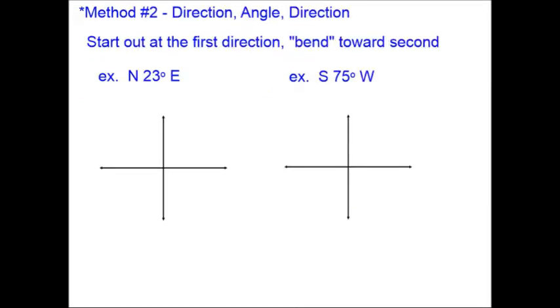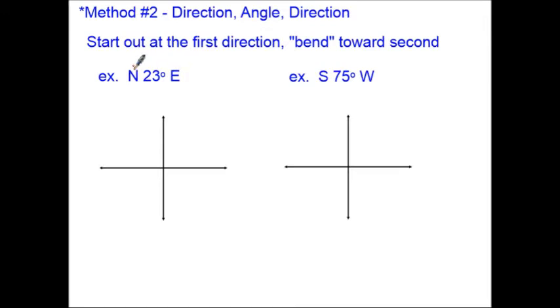The second method is, I have no better way of referring to it, so at least for now I'm going to say direction, angle, direction. But basically you're always going to start on the first direction and bend toward the second. That maybe sounds a little weird, but one thing that will always happen is it's always going to be either north or south first. And then you have your angle, and it's always going to be acute, and then the other direction is going to be either east or west.